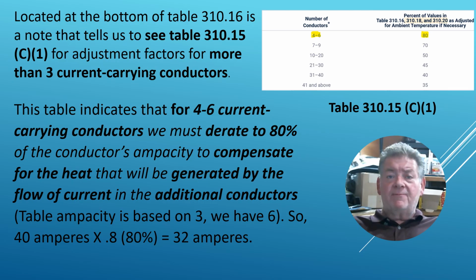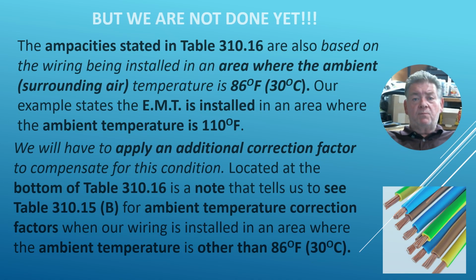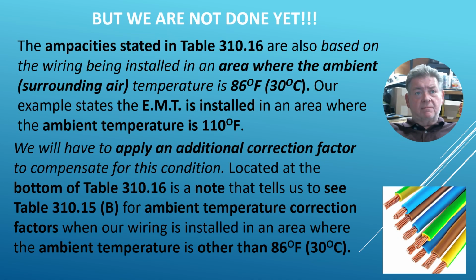Again, the table ampacity is based on not more than 3. We have 6. So we take the ampacity from the 90 degrees C column for a number 10, table 310.16, which indicated 40 amperes. We multiply the 40 amperes times 0.8. 0.8 is the decimal equivalent of 80%. 40 times 0.8 brings us down to 32 amperes. But we are not done yet.